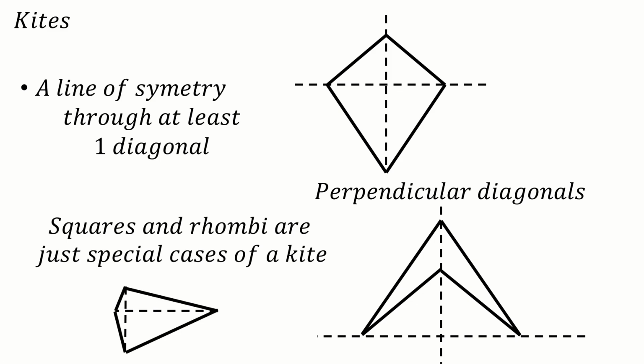So you can't just define a kite to have these perpendicular diagonals, even though they always do, because there are cases where that doesn't make a kite. Squares and rhombi, as we said, are just special cases of a kite as well. Okay, so lots to get through. I'm going to put down a Venn diagram now.